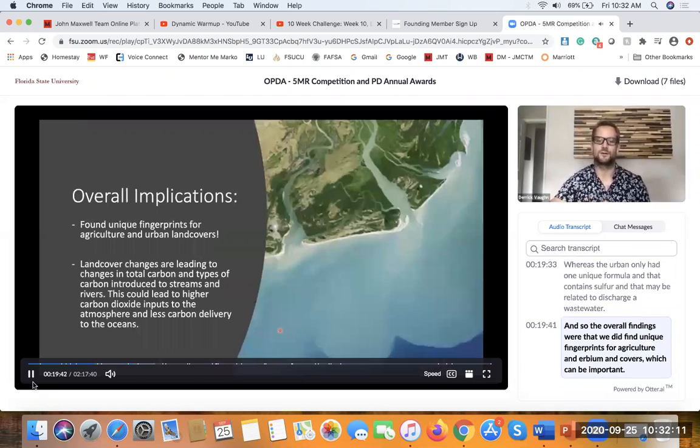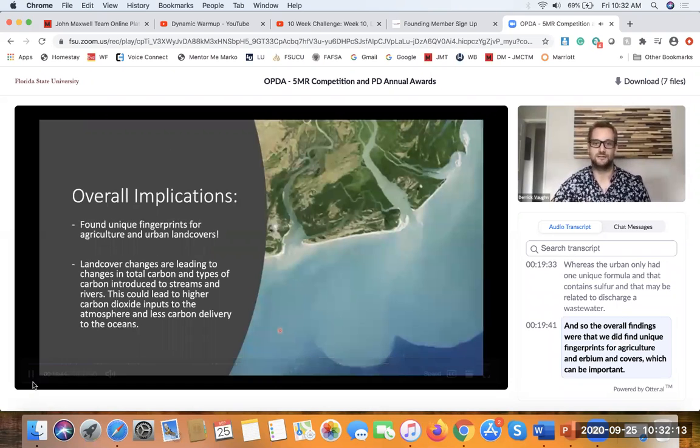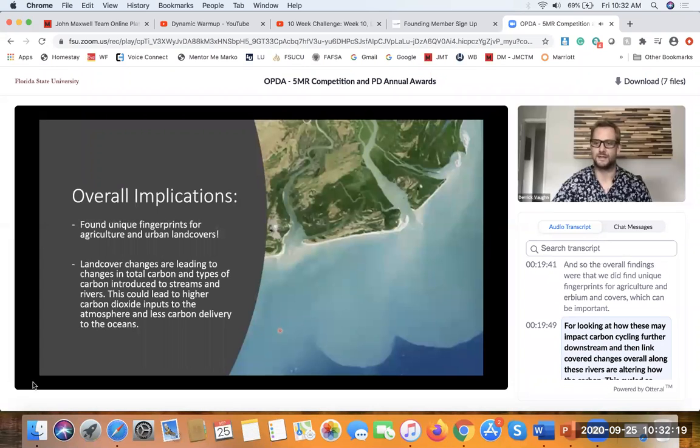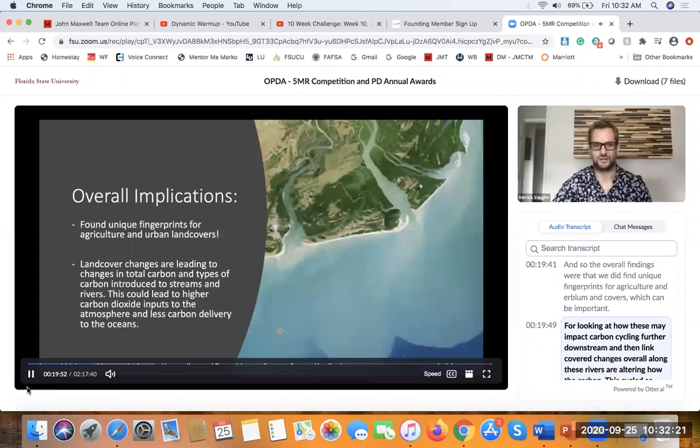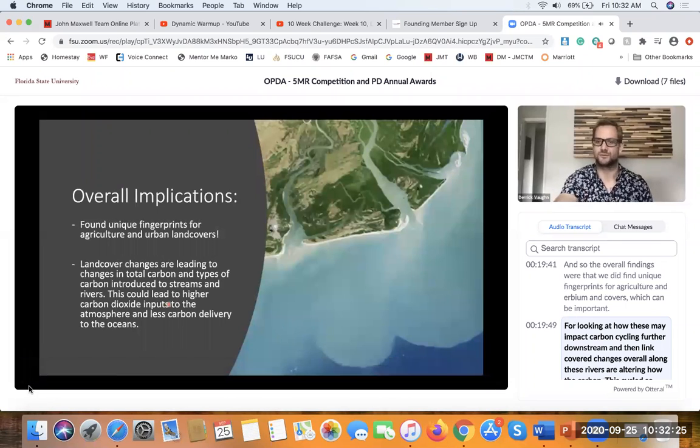And so the overall findings were that we did find unique fingerprints for agriculture and urban land covers, which can be important for looking at how these may impact carbon cycling further downstream. And then land cover changes overall along these rivers are altering how the carbon is cycled. So thank you for that.